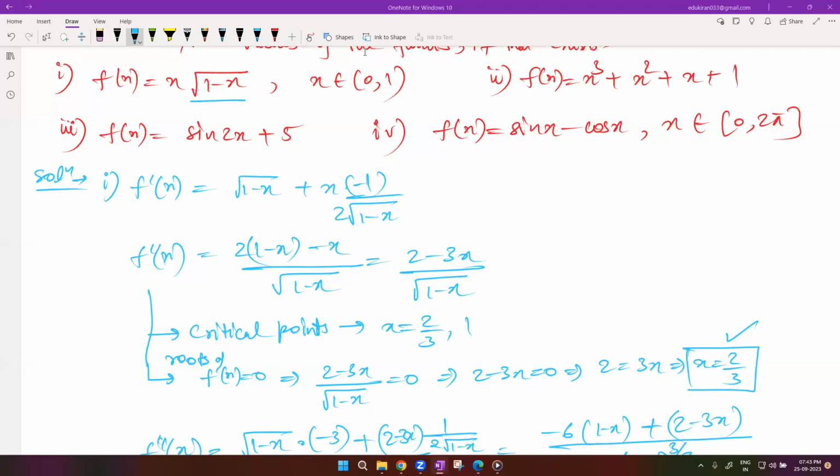Austin, if the interval is closed, then only we will take these endpoints. If the interval is not closed, then we won't take these points.